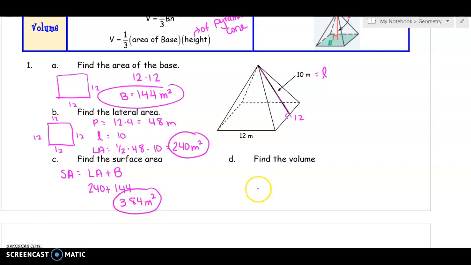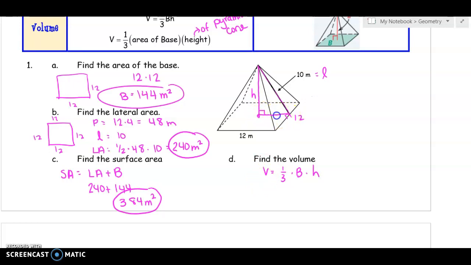The volume is the tricky part. The volume for this one is 1/3 area of the base, which we know, times the height. This time we don't know the height. We know the slant height. The height is this line that's going to go from here to here. We don't know the height. This is the tricky part. What you're going to end up doing is using the height and the slant height to make a triangle. Notice it makes a right triangle.